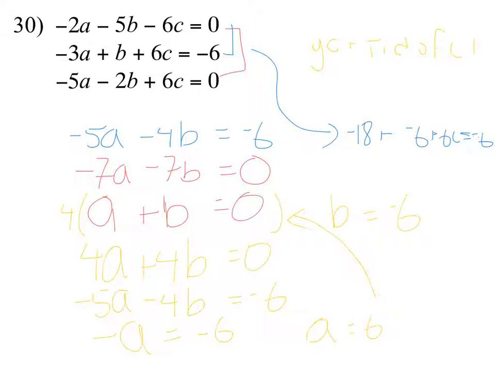Okay, I'm going to combine some things and move them to the other side. So that's going to be negative 18 plus negative 6 is negative 24, plus negative 6. I'm going to add 24 to both sides, leaving me with positive 18 is equal to 6c, which means c is equal to 3.